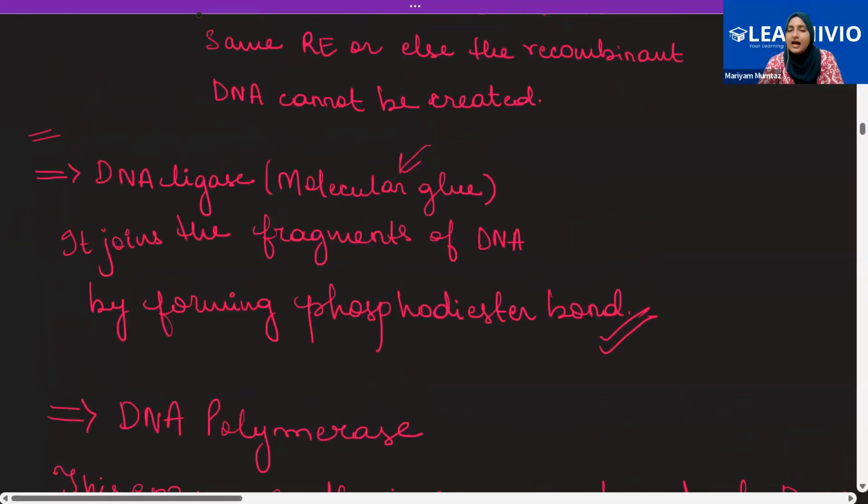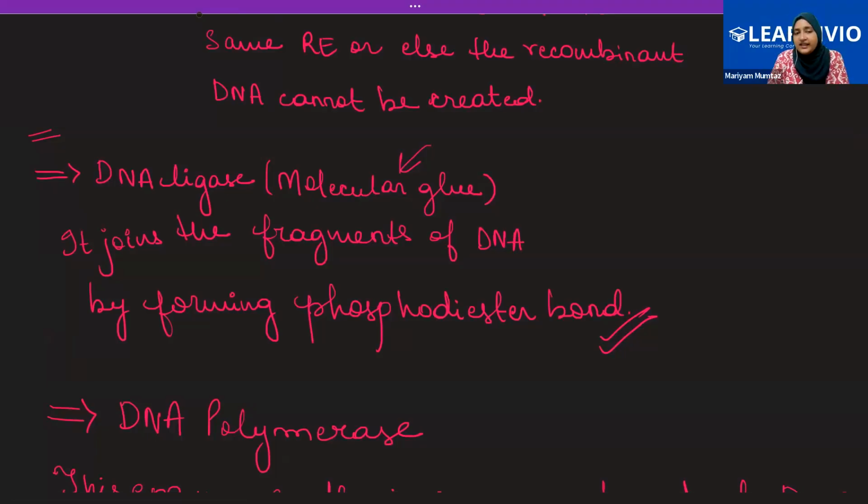And after you're done, how will you join the cut DNA and the vector? You use the DNA ligase enzyme, which is called the molecular glue. What it does is join the fragments of DNA, and it does so by forming the phosphodiester bond.